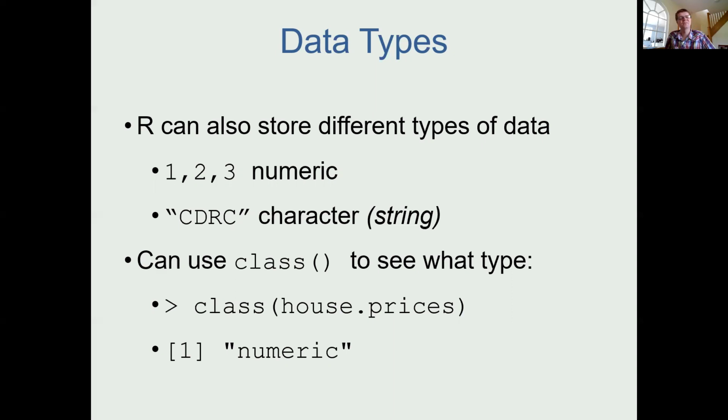We have this function called class that we can use to see what type of data a variable is storing. So if we look at our house prices variable, if we type in class, open bracket, house.prices, close bracket, and press enter, R will then tell us what sort of data is stored in it. So it's saying numeric here. It's telling us that the house.prices variable contains numbers.